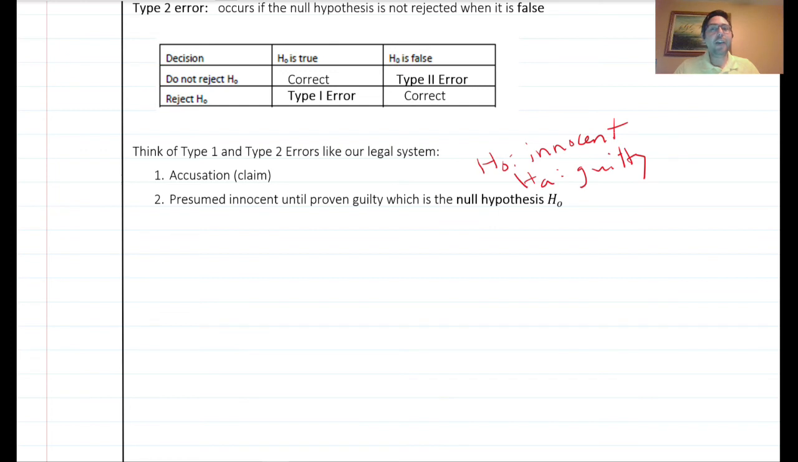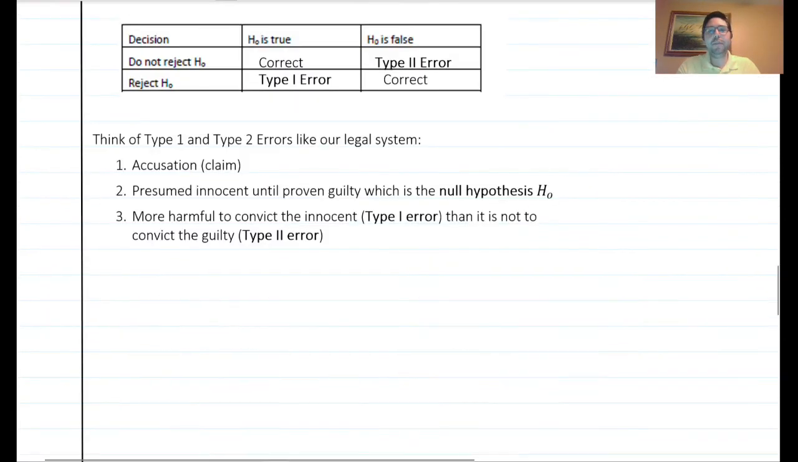So if we have enough evidence, then we can reject the innocent assumption, and therefore they're guilty, right? So they're innocent until proven guilty. In this case, making a type 1 error is actually more harmful to the innocent than it is to convict the guilty. A type 1 error, remember, is when you reject when you're not supposed to, right? So you're basically saying that an innocent person is guilty, and you're putting that innocent person behind bars. That's a type 1 error.